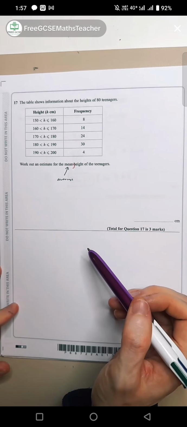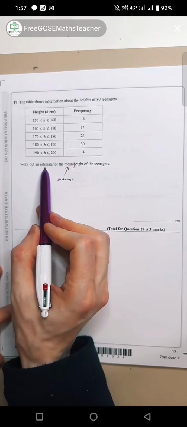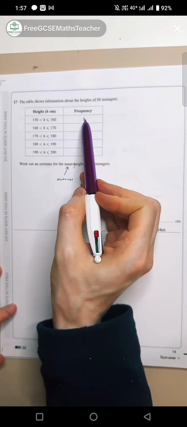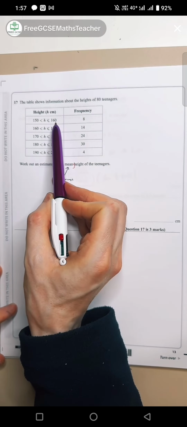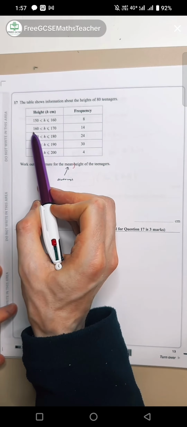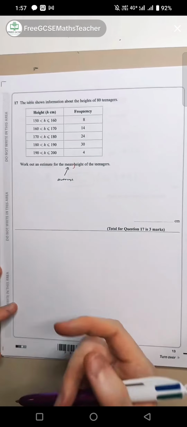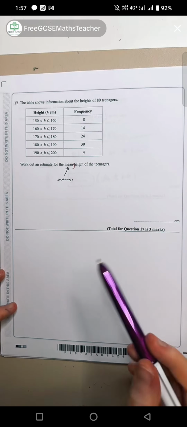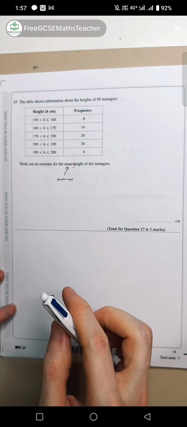We don't have the exact individual heights. That's why it's only an estimate. It's only an estimate because we don't have the exact 80 heights. It's group data. We know 8 teenagers have between a height of 150 and 160. 14 teenagers have a height of 160 and 170. But we don't actually have the individual heights of all 80. So to find an estimate for the mean, all we need to do is we always add 2 columns.